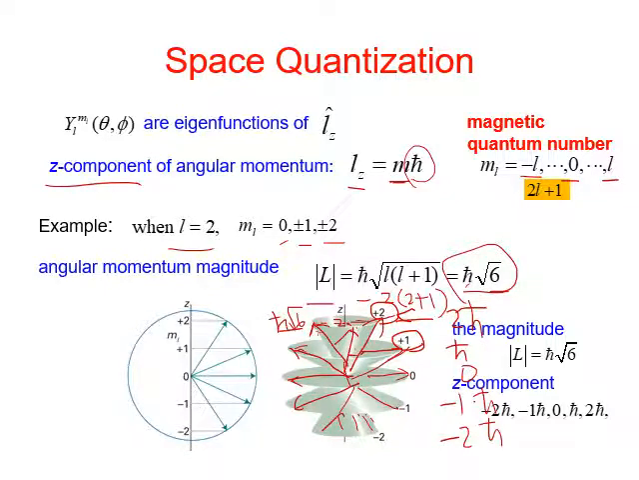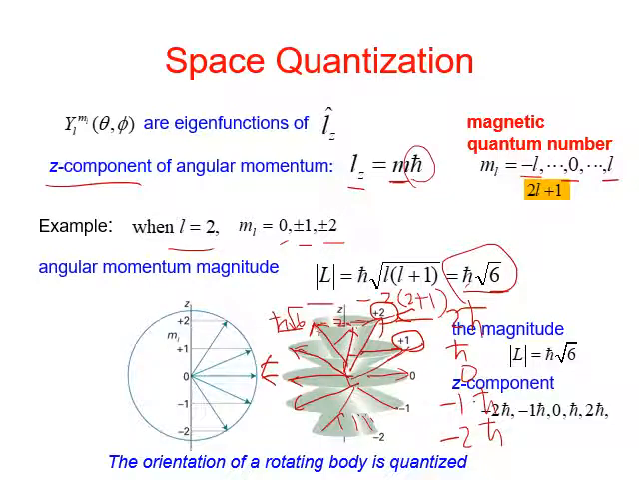The orientation of rotation is quantized. Now this can be simplified as a 2D drawing. In this drawing we show 5 orientations, and their z components are precisely known, which are negative 2, negative 1, 0, positive 1, positive 2. Those are quantum number m, then times h bar gives you the z component.